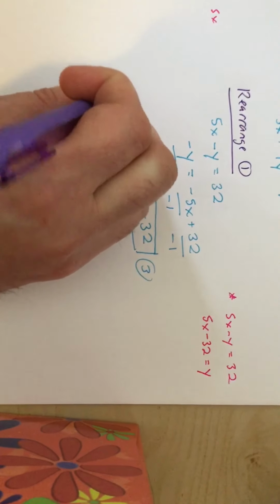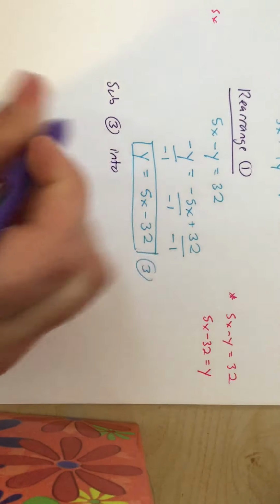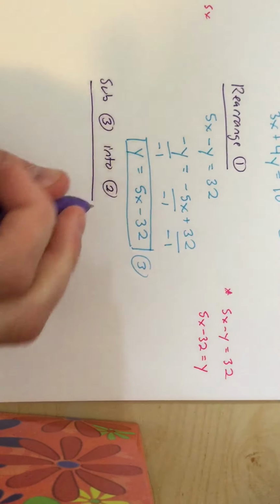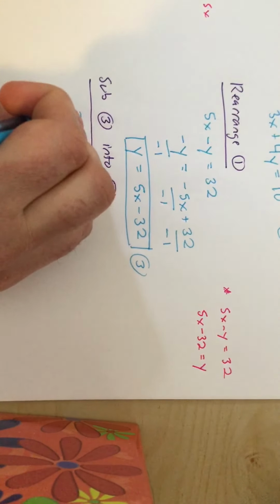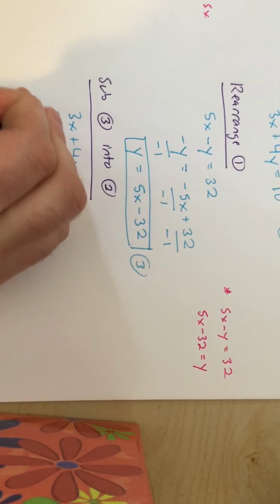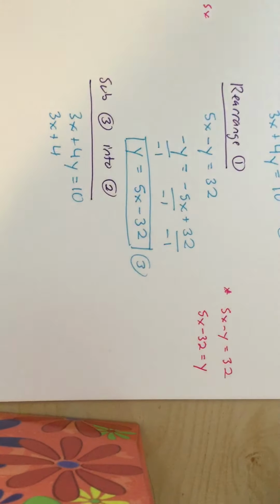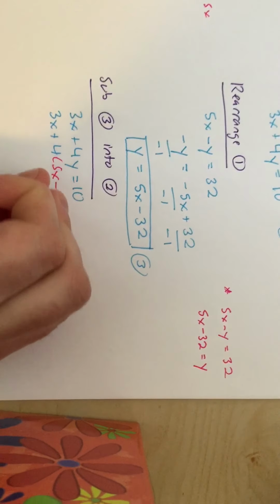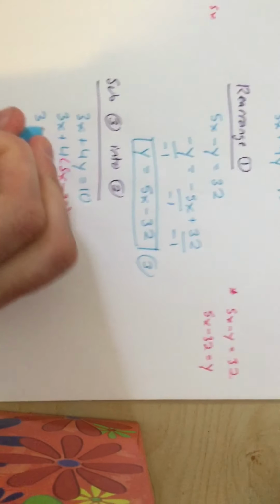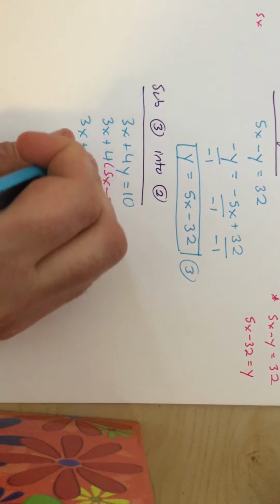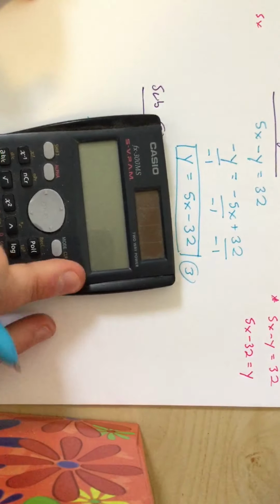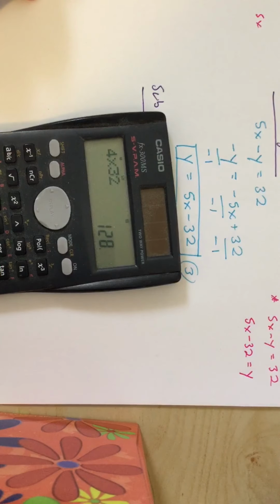So we're going to sub 3 into, which one are we going to sub it into? We rearranged 1, so we'll sub it into equation 2. Equation 2 is 3x plus 4y equals 10. So 3x plus 4 times 5x minus 32 equals 10. 3x plus 20x minus, well, maybe I could do it in my head, but y? It's 128. Okay.